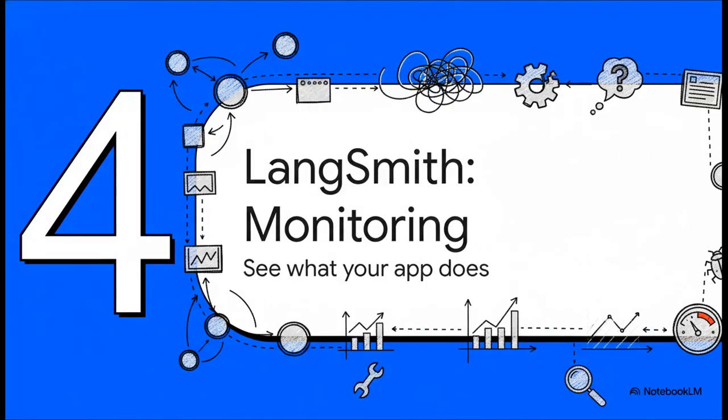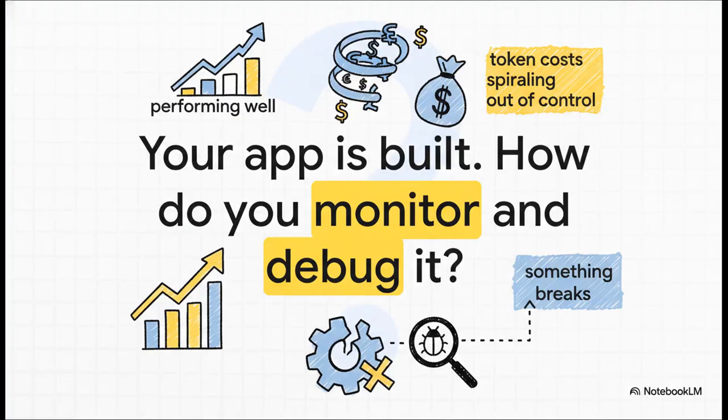Okay, so you've used LangChain or LangGraph, you've built your masterpiece of an LLM app, you push it to production, and now a completely new set of problems pops up. How do you actually know what's happening inside that black box? Is it even working correctly? Are your token costs about to send you bankrupt? And when something inevitably breaks, how on earth do you figure out what went wrong?